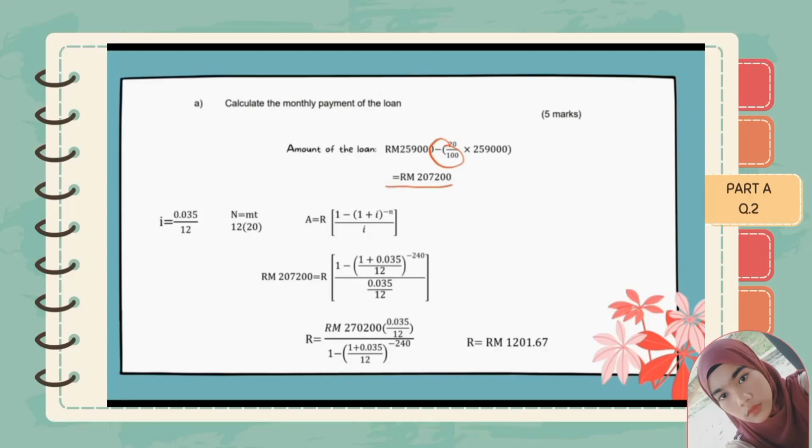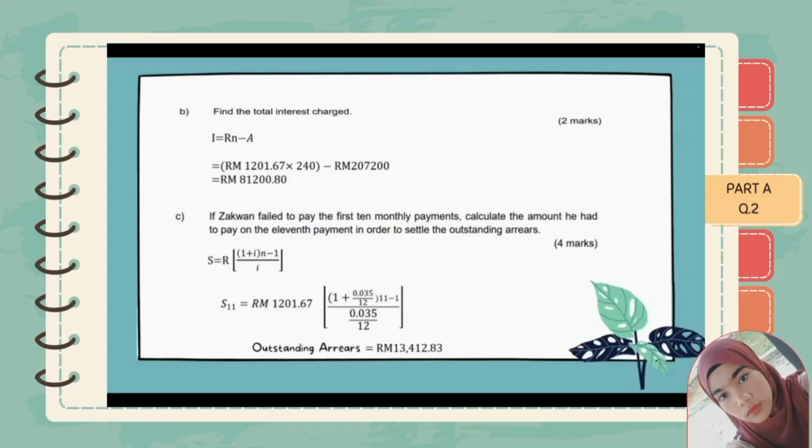Then to find the monthly payment, we must use the formula A equal to R times (1 minus (1 plus i) power negative n) over i. A stands for present value, and the present value is the same as the amount of the loan. So just insert the numbers: A equal to R times (1 minus (1 plus 0.035 over 12) power negative 240) over the interest rate. Next, the present value must be multiplied by the interest rate over this equation, and after we calculate, the monthly payment of the loan is RM1,201.67.